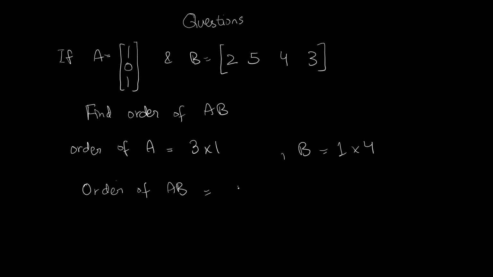For that, you need rows of the first and the columns of the second. That means 3 cross 4 would be the order of AB.